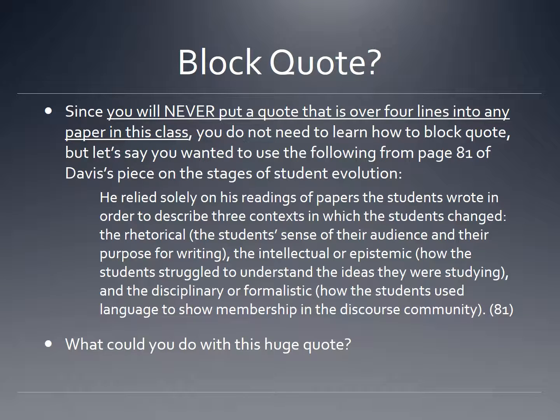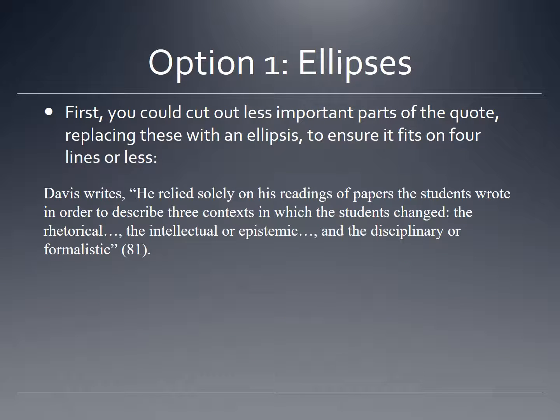What are you going to do with it? What could you do with it? Because you will never, ever, ever block anything in this class, ever. The first option is called an ellipses. You could actually hack out the parts that aren't very important. So remember all those weird parenthetic definitions? Well, let me just cut them out.